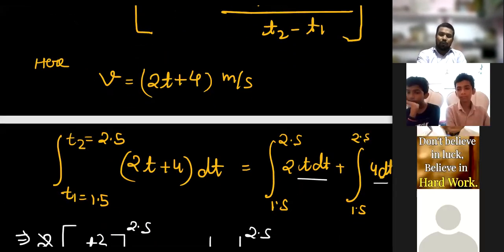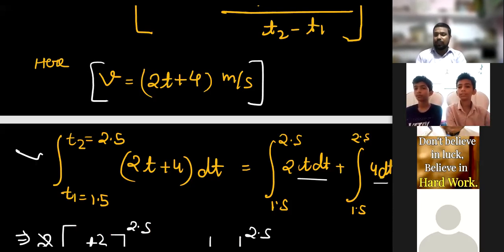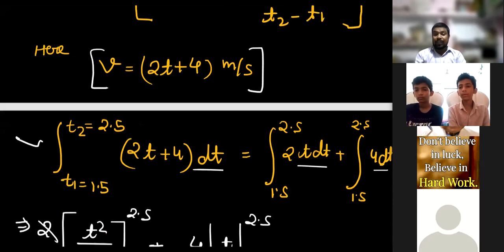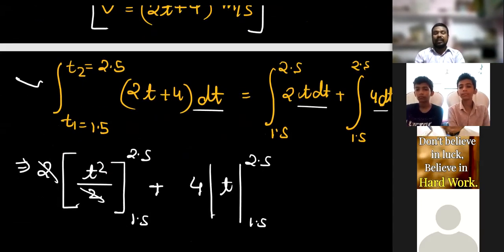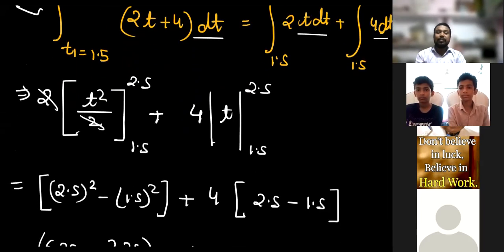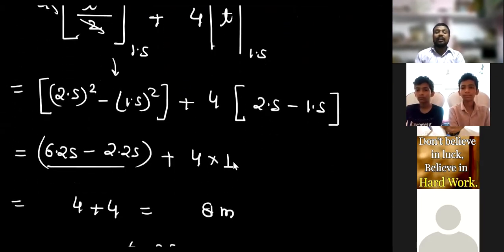The function is 2t plus 4. So first of all, please integrate this given function 2t plus 4 from 1.5 to 2.5 with respect to time. Simply, the integration of t dt is t square by 2, and for 4 dt, the integration is 4t. Put the limits: upper limit at t square and lower limit at the same, and upper limit minus lower limit indicates the total integration. So the final result is 8 meter.